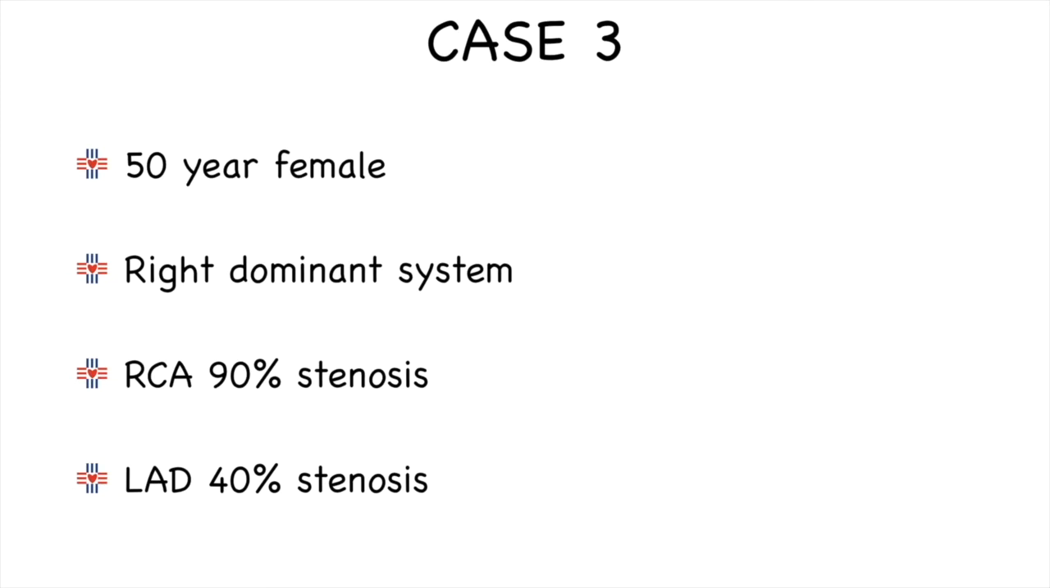Let's look at case number 3. This is a 50-year-old female who had a right dominant system where the right coronary artery had 90% stenosis, while the LAD only had 40% stenosis.